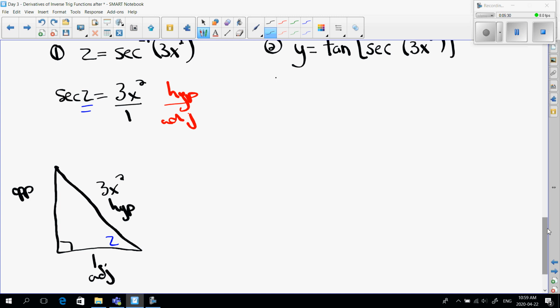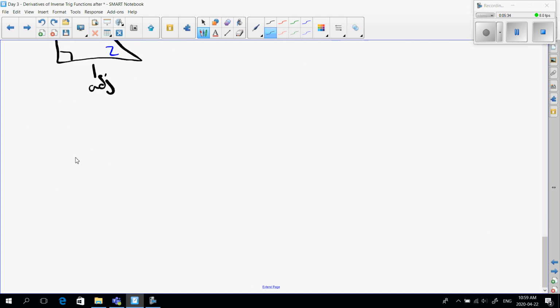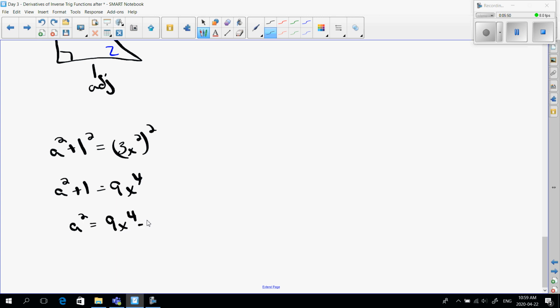A squared plus b squared equals c squared. So a squared plus 1 squared equals 3x squared, squared. So this would be a squared plus 1 equals 9x to the fourth. A squared equals 9x to the fourth minus 1. A would equal the square root of 9x to the fourth minus 1. That would be my opposite side.